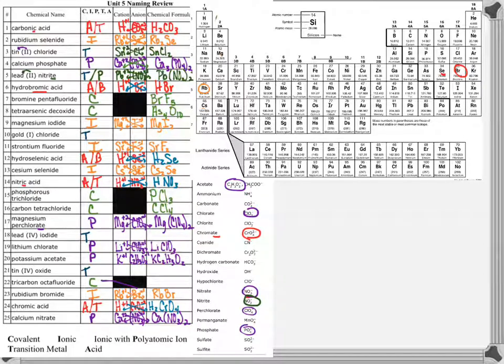Alright, next one. Okay, I have gold. 1, so it's Au plus 1. Chlorine is -1. I'm going to crisscross, so my formula would be AuCl. Next we have lead 4 iodide, so Pb, and then iodine is -1. We crisscross, so we end up with PbI subscript of 4.